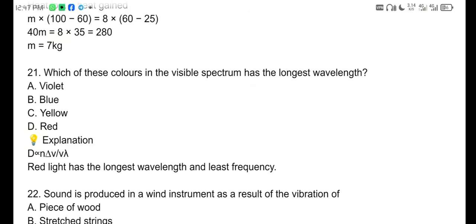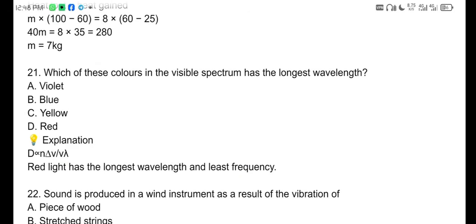Okay, so if D is increasing, that is the angle of deviation is increasing, the refractive index will also be increasing, because they are directly proportional. If D is increasing, change in speed will also be increasing, because they are directly proportional. But if D is increasing, the speed will be decreasing, because they are inversely proportional. Now if D is increasing, wavelength will also be decreasing, because they are also inversely proportional.